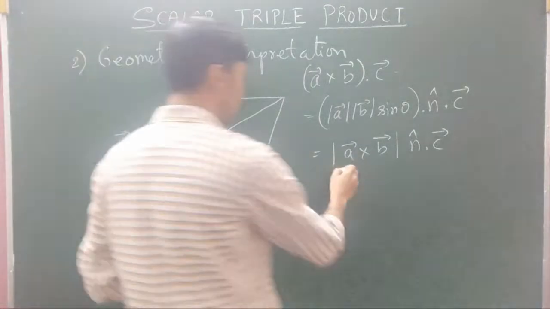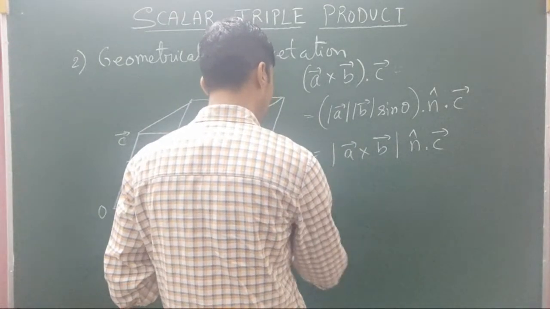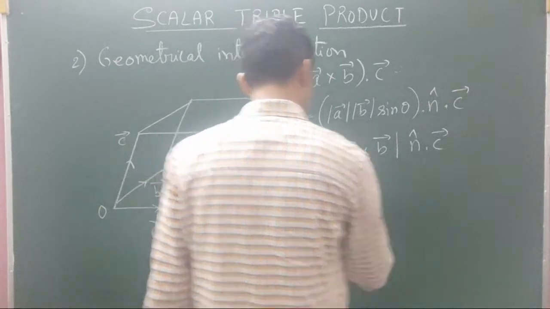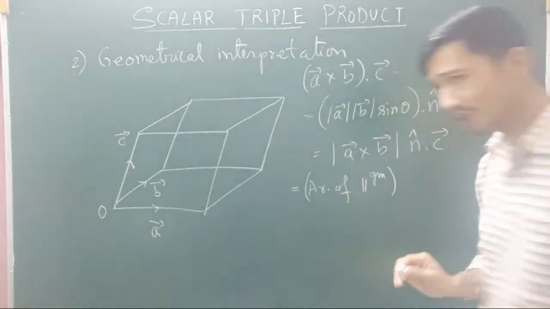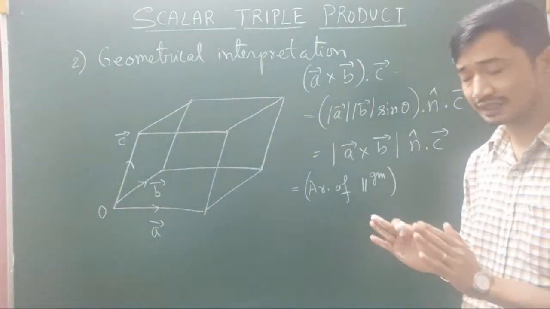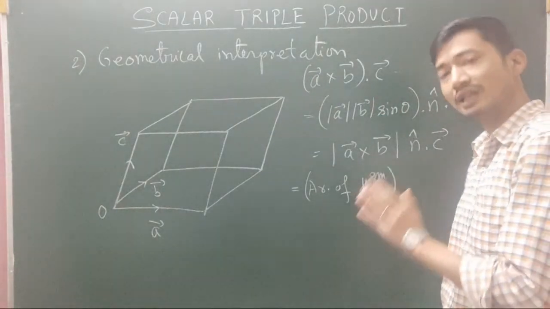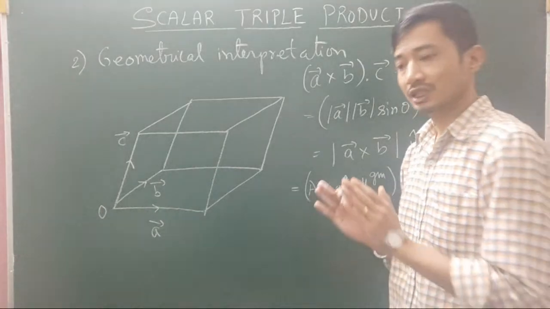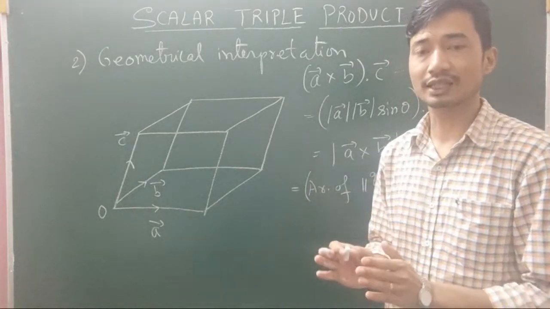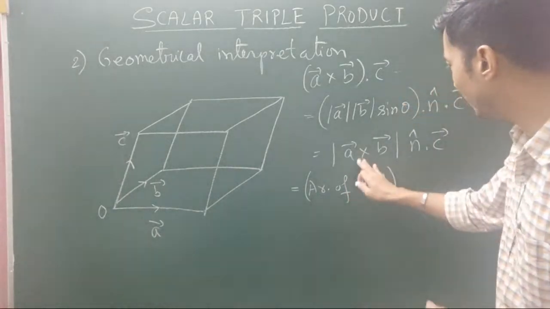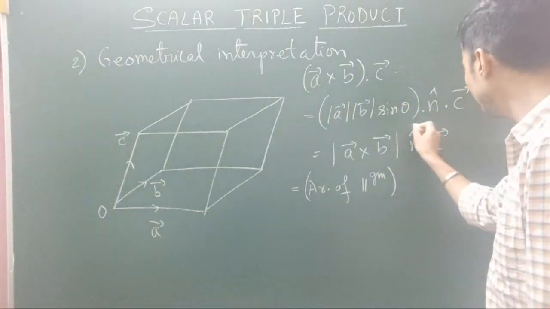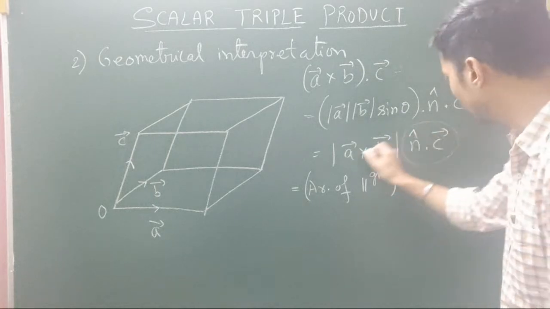So, what does this represent? As I mentioned, this represents the area of parallelogram. We're just trying to verify how the scalar triple product actually gives us a way to find out the volume of a parallelepiped. Okay, so area of parallelogram is done. Now, what will be this value? Let's try to have a look.